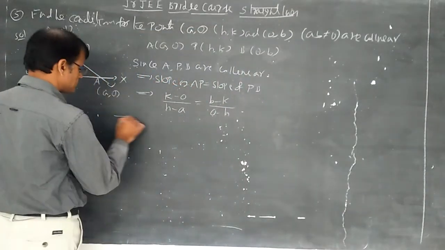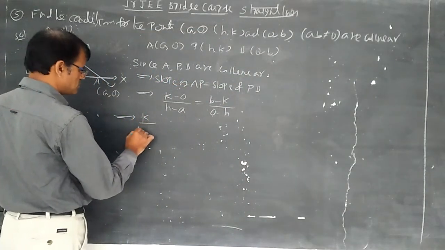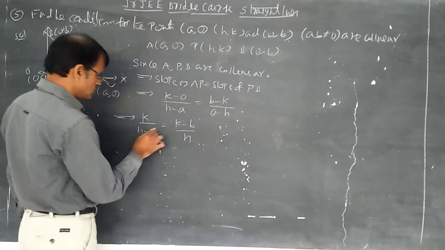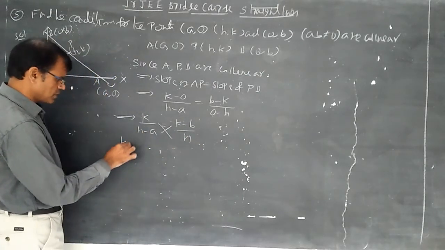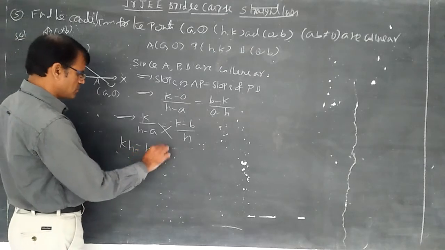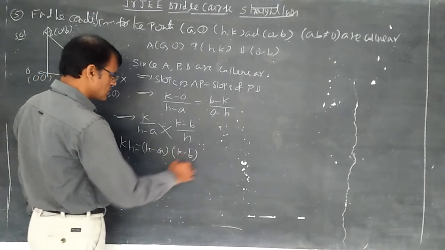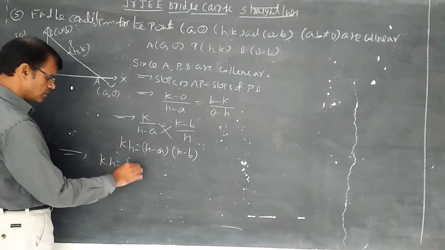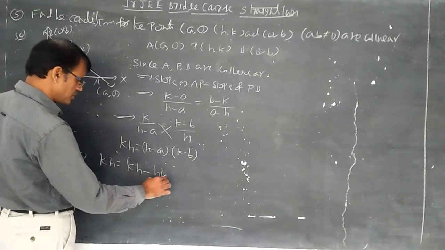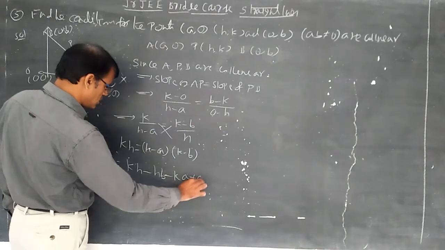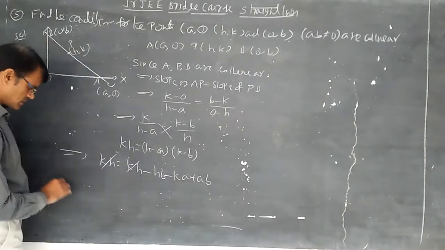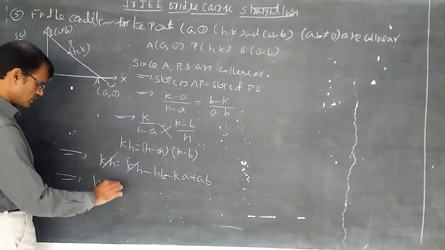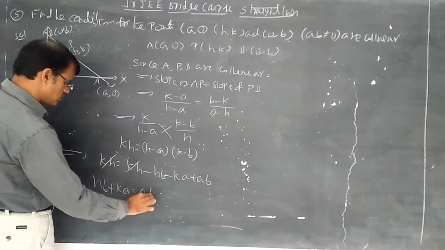That implies k by (h minus a) is equal to (k minus b) by h. Taking cross multiplication, kh is equal to (h minus a) into (k minus b). That implies kh is equal to kh minus hb minus ka plus ab. On both sides kh gets cancelled. Taking that to this side, you can write hb plus ka is equal to ab.